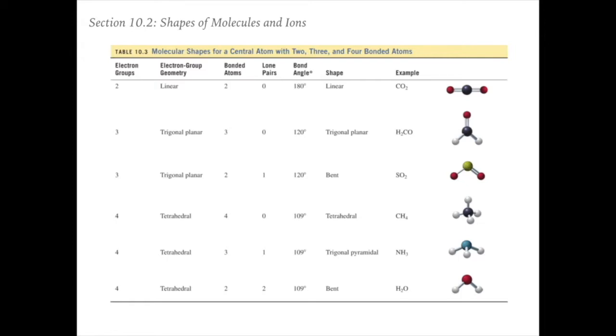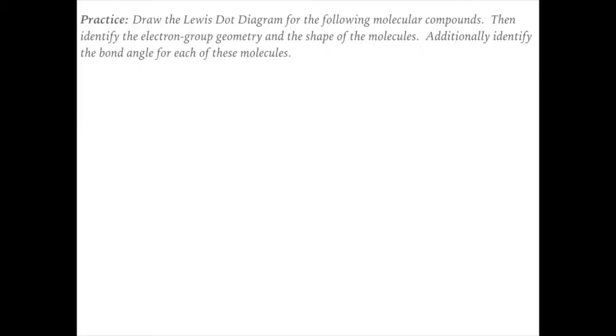Then if you've got four electron groups, but two of them are bonding and two of them are lone, your shape is going to be bent, just like water. For water, you've got two pairs of shared electrons, two bonds, and then two pairs of lone electrons. So those are the only shapes that you are going to be responsible for in this class. So let's try an example.